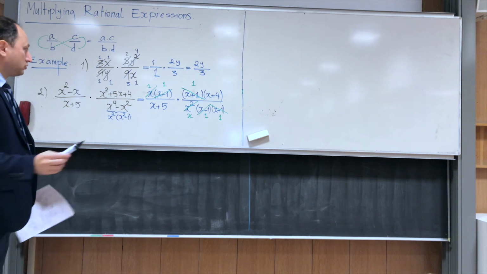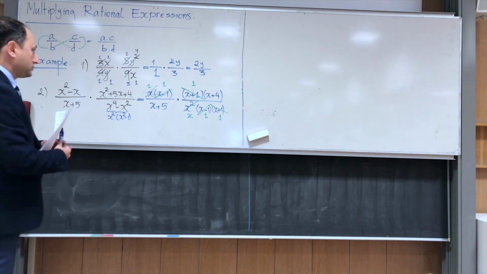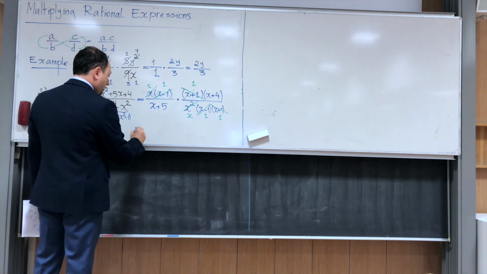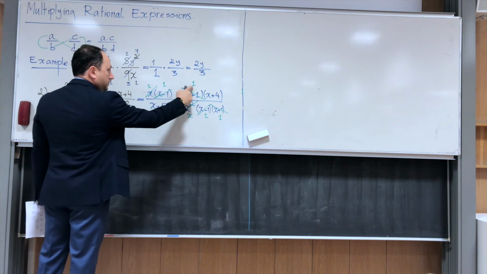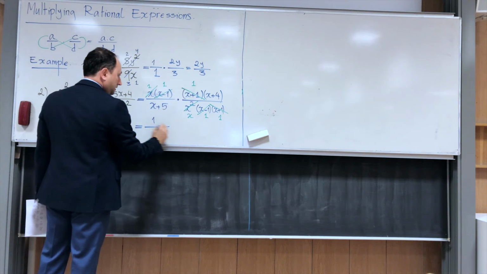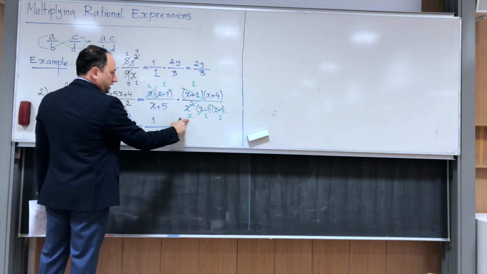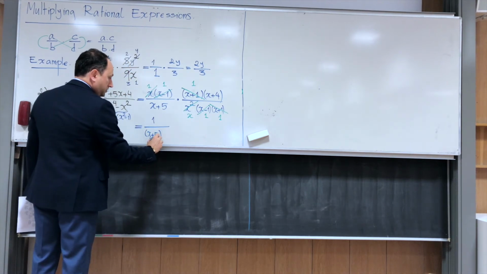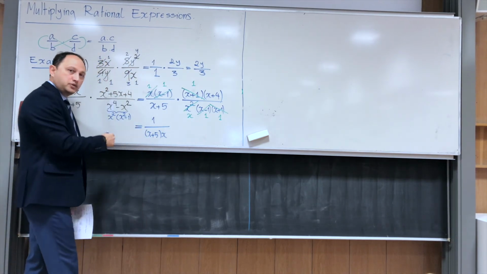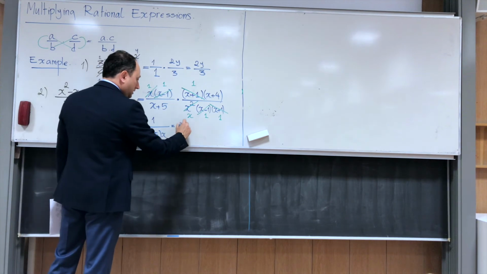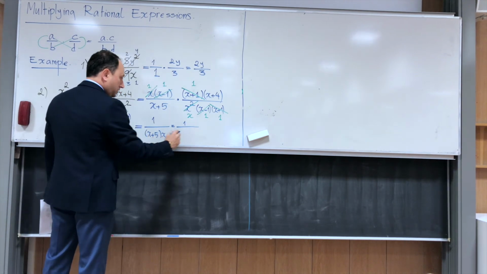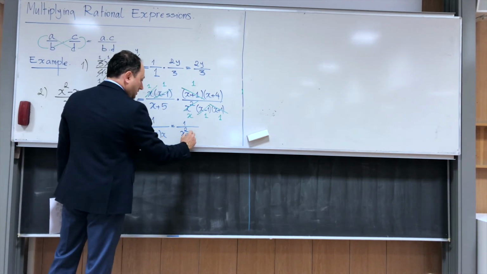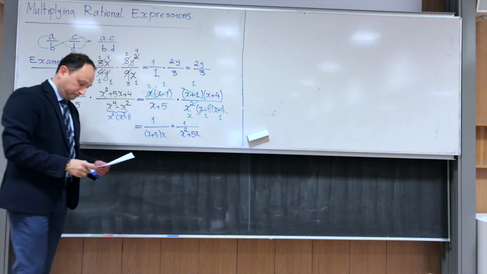And I don't think you really need to write the intermediate step again. So you can just do it in your head. 1 times 1 times 1 is 1. X plus 5 times x times 1 is x plus 5 times x. And I usually prefer to remove the pair of brackets, but this is not mandatory. So it becomes x squared plus 5x.